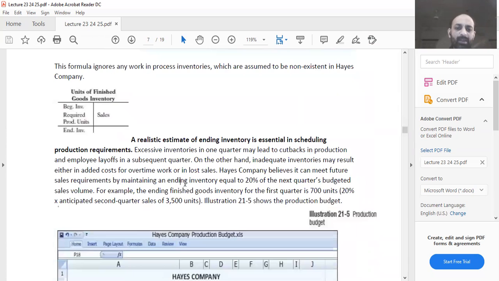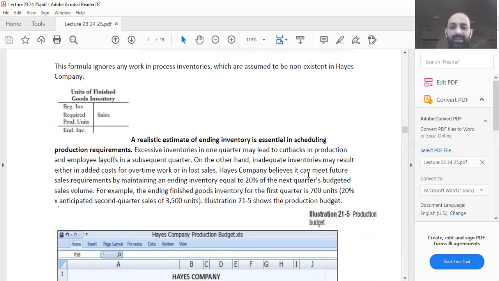A realistic estimate of ending inventory is essential in scheduling production requirements. Excessive inventories in one quarter may lead to cutbacks in production and employee layoffs in a subsequent quarter. On the other hand, inadequate inventories may result either in added cost for overtime work or in lost sales. So when you are estimating the ending inventory that you want for each quarter, you have to be very precise and accurate, as whether you overstate it or understate it, it will have an adverse effect on your business.